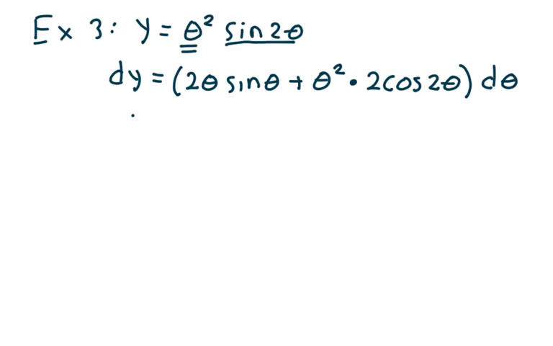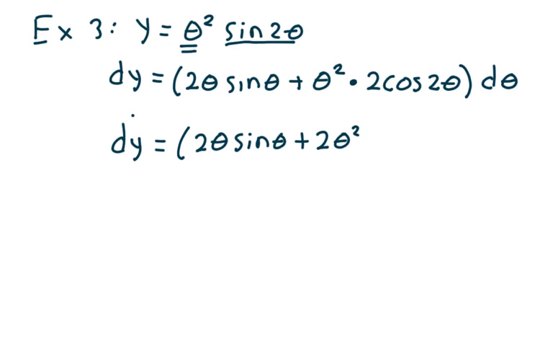Because remember, y is a function of theta, and we're computing a differential. So dy is 2 theta sine 2 theta plus 2 theta squared cosine 2 theta, d theta. That's example 3. And let's do example 4.